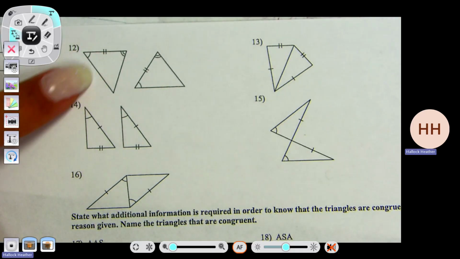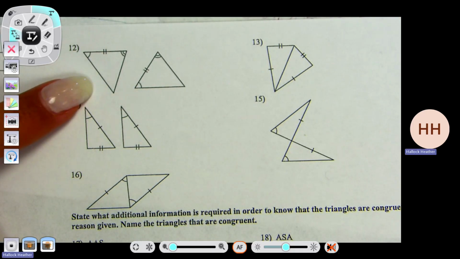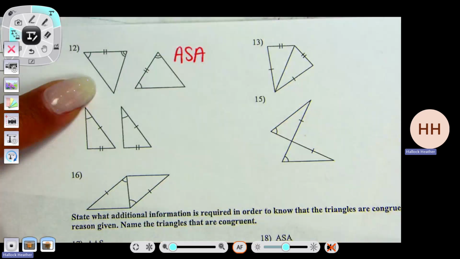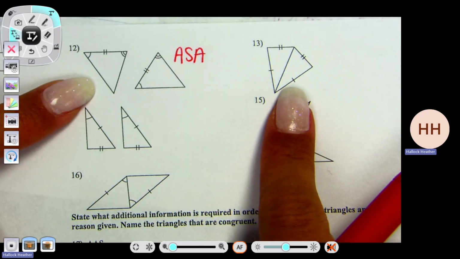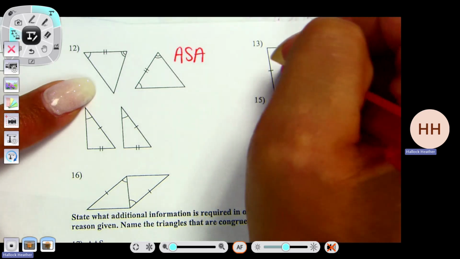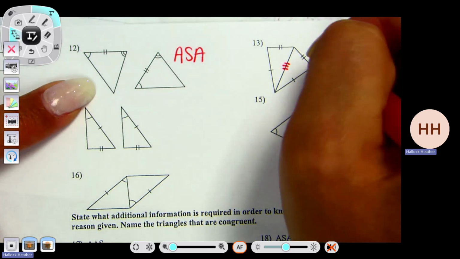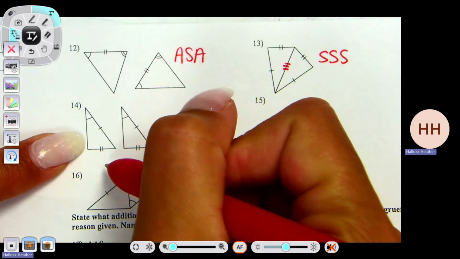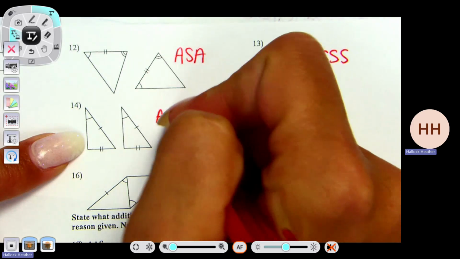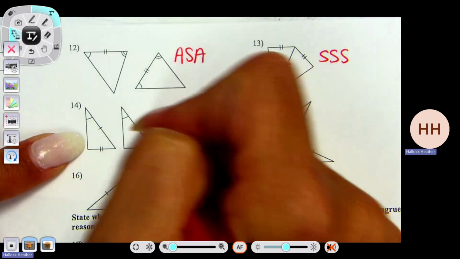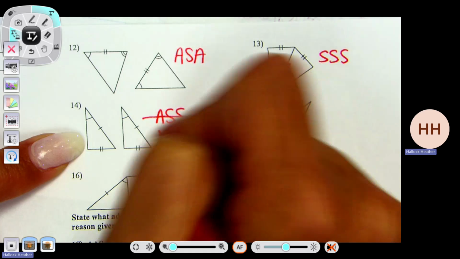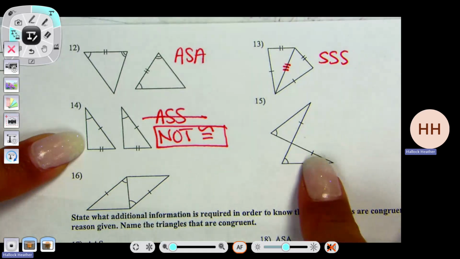So for number 12, because I'm not gonna go over all of them, what's number 12? ASA. For number 13, you can add a side because they're touching. SSS, that one should have been okay. What about 14? Not congruent. You cannot use AS. You can't say AS. That's a no word, no donkeys. So this is not congruent.